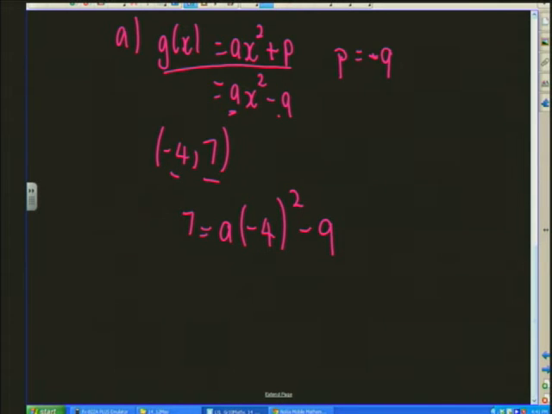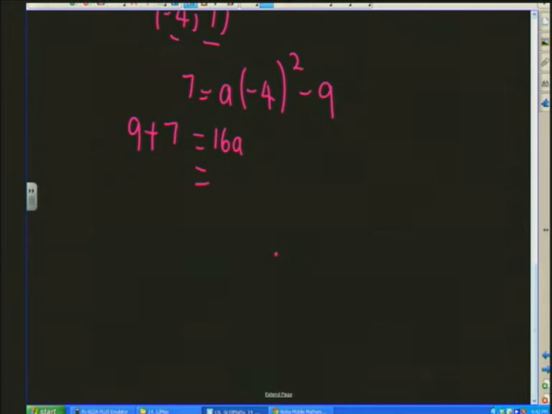We know that p there was minus 9, so we put that in, and we're simply going to solve for a. So we get 7 is equal to 16a minus 9. I'm going to bring the 9 over to the left-hand side. So I get 16 is equal to 16a. So therefore, dividing both sides by 16, I'll get a is equal to 1. Okay? So now, the defining equation for g of x becomes x squared minus 9. All right, so that's part A done and dusted.